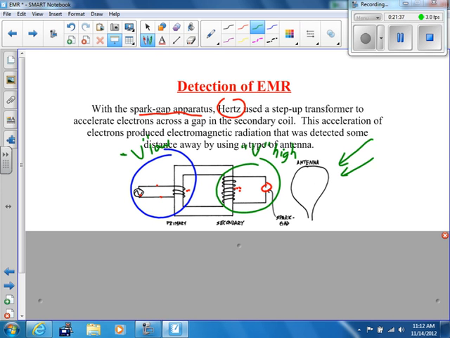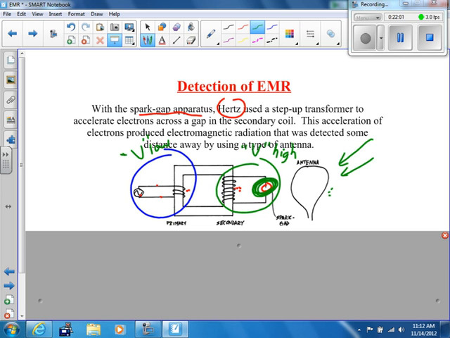So by that reasoning, we can say that this accelerating charged particle right here must have produced the changing magnetic field and changing electric field, which produced the current in the antenna. In other words, the accelerating charged particle generated EMR. In other words, Maxwell's theory of EMR was correct.